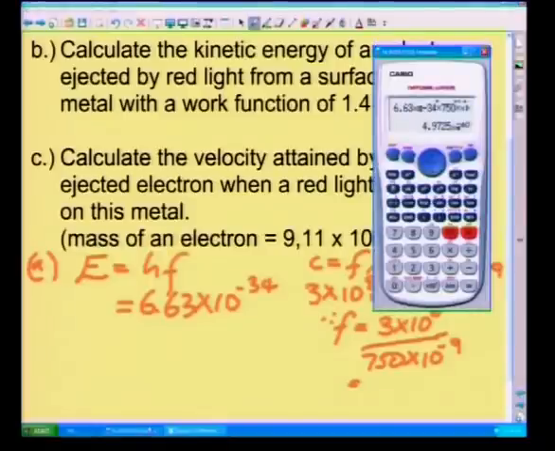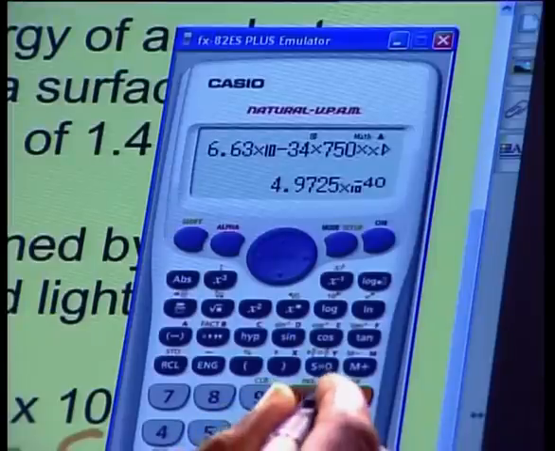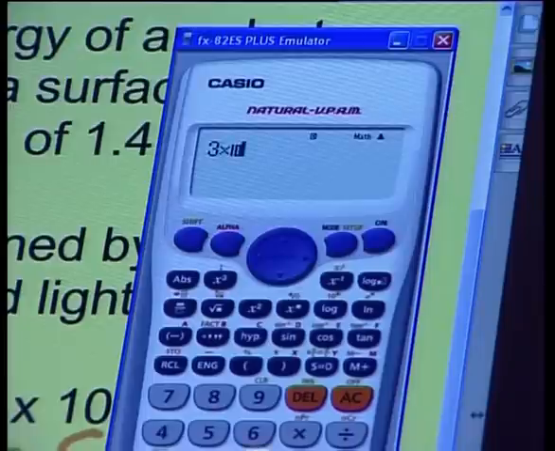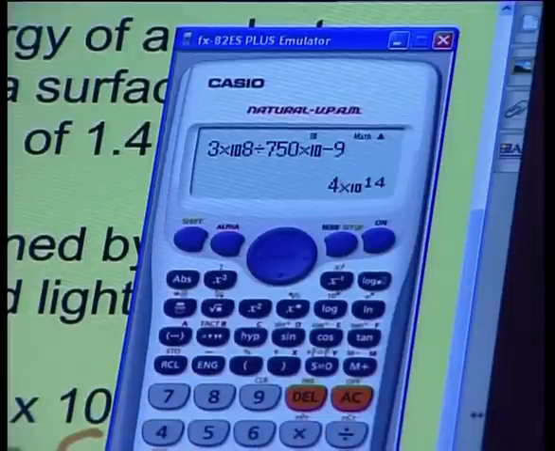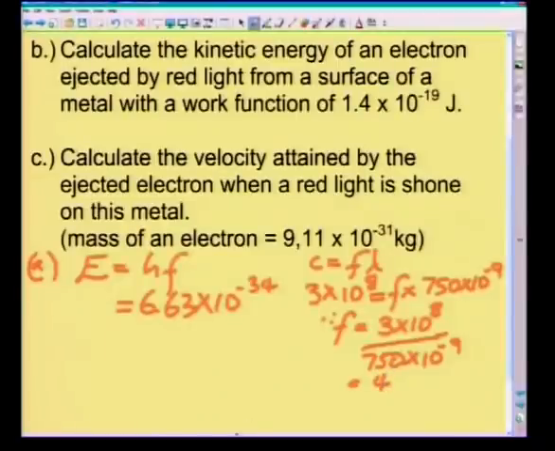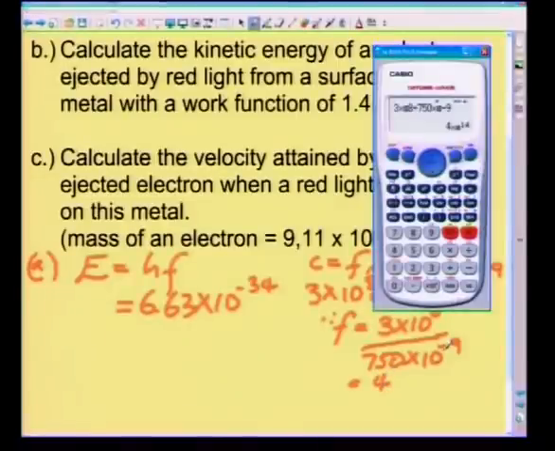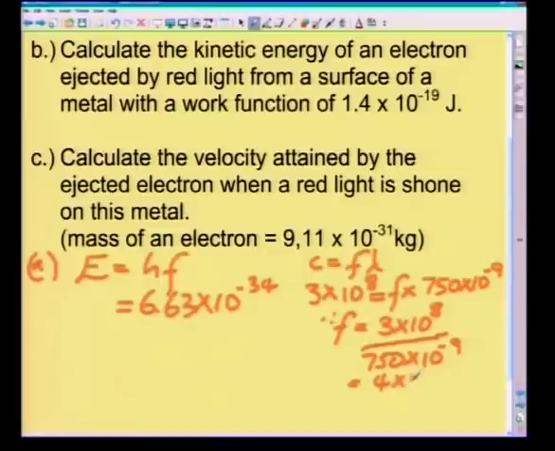Okay, so we need our calculator. This will be 3 by 10 to the power 8 divided by 750 by 10 to the power minus 9. Okay, what is the answer? The answer is 4 by 10 to the power 14 hertz. Okay, so that is the frequency. Now we need this frequency to complete this.